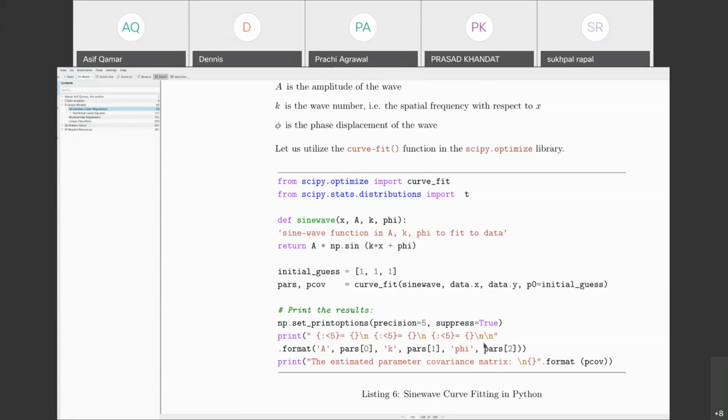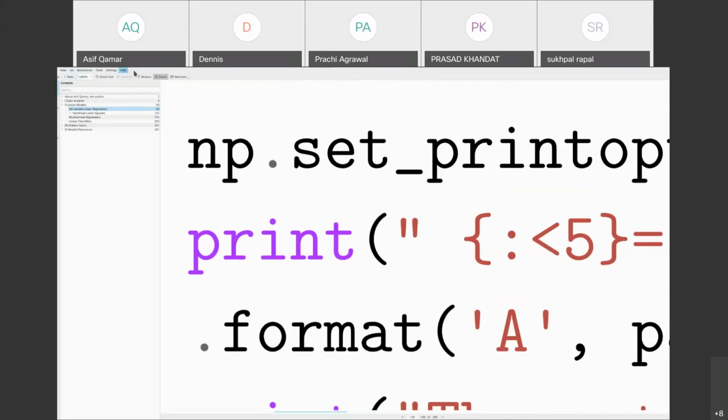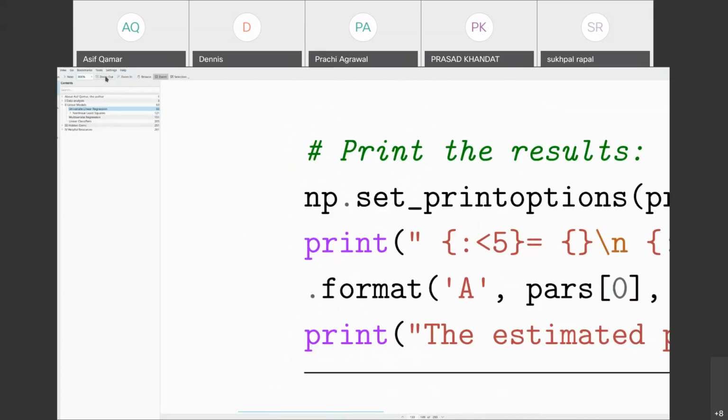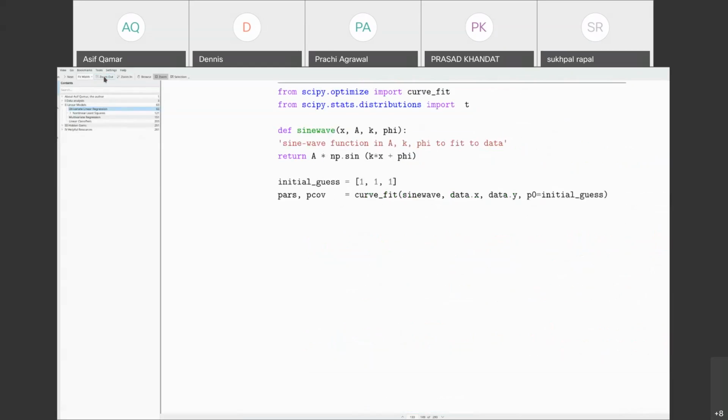See, it is not necessary. You can just say print A or print K. That would have been good enough. But if you are not used to the fact that in Python you can pretty print text quite well, this kind of a syntax, curly brace, colon, less than 5, and so forth. What you're basically saying is that the first one is limited to a precision of 5, right? That sort of thing. And for all of them, the three of them.